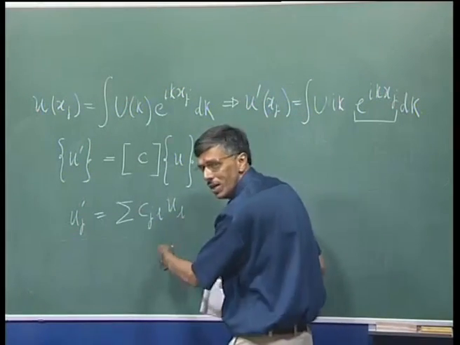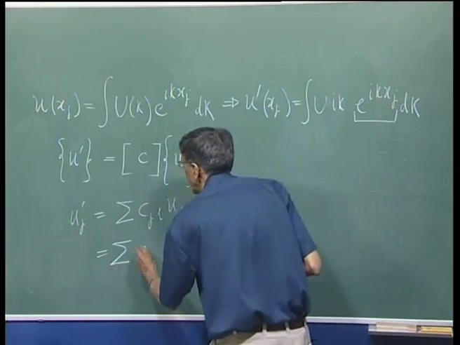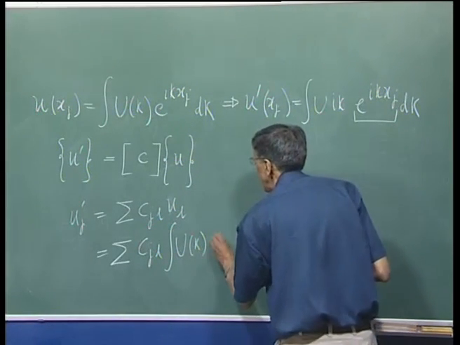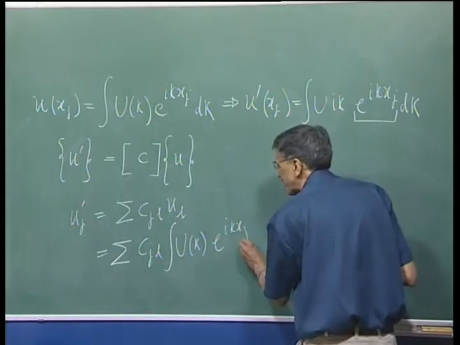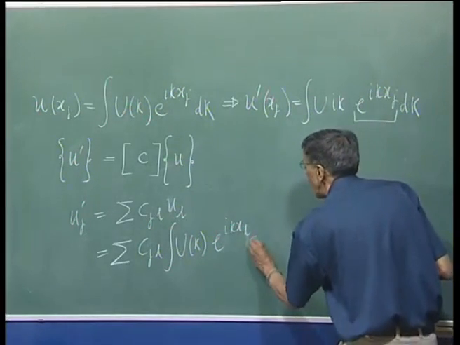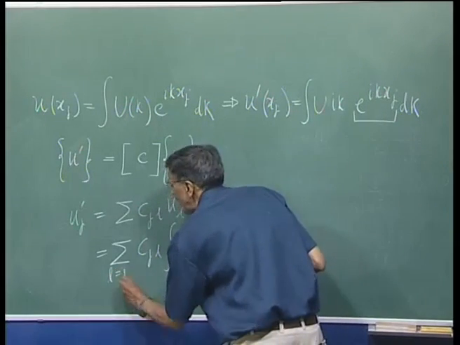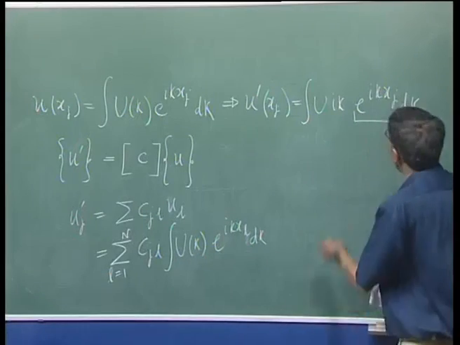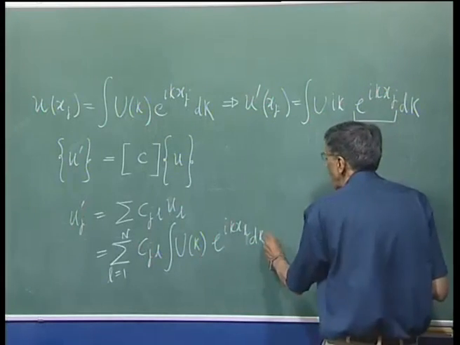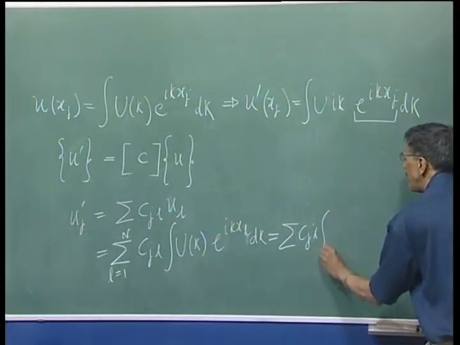So, what I could do is, since C is a constant matrix, I can use this representation and I can write it like this, C j L, and this I will write it as u of k and e to the power I k x l, right, because this is u of L, right, and I will write d k, and this is summed over L equal to 1 to n. But if I want to represent it in terms of the jth node only, then what I should do is I should just simply write C j L, and I will keep it as it is.